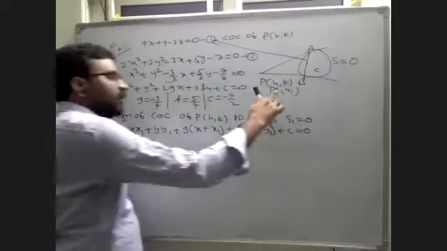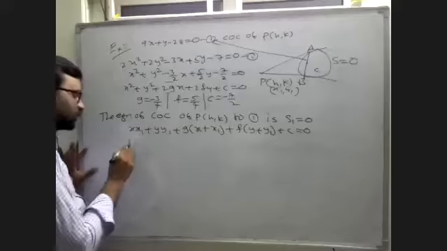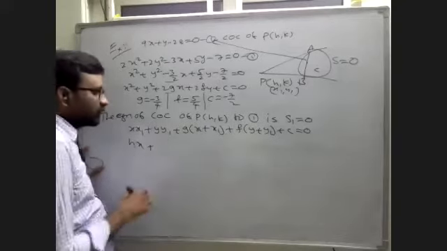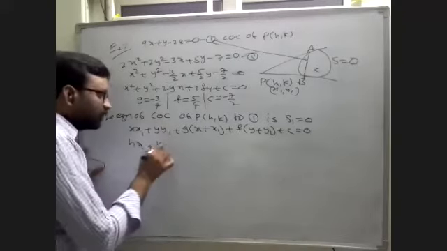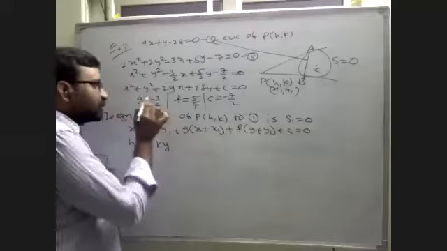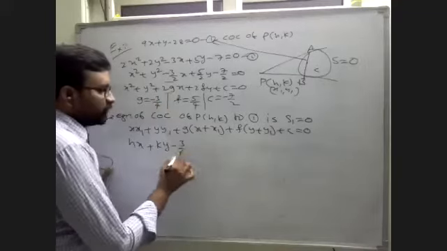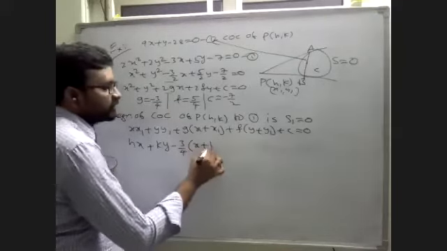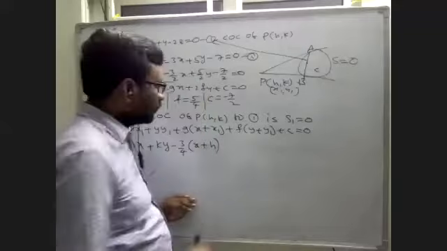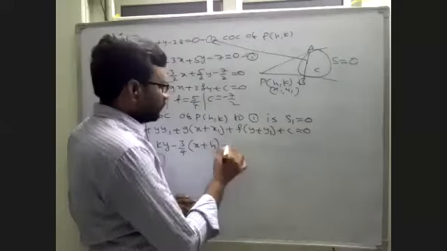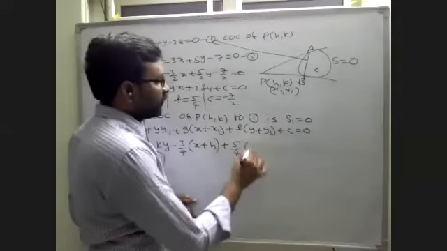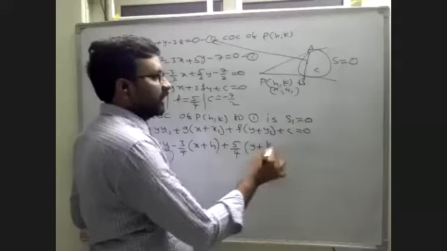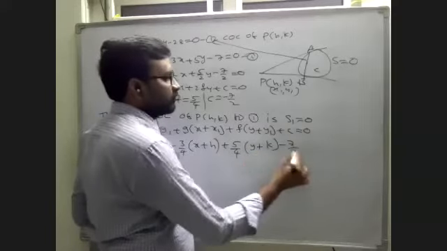x1 is h, so h x. And y1 is k, so k y. Plus g, which is minus 3 by 4, into x plus x1, which is h. And next, f is plus 5 by 4, into y plus y1, where y1 is k. Plus c, minus 7 by 2, is equal to 0.